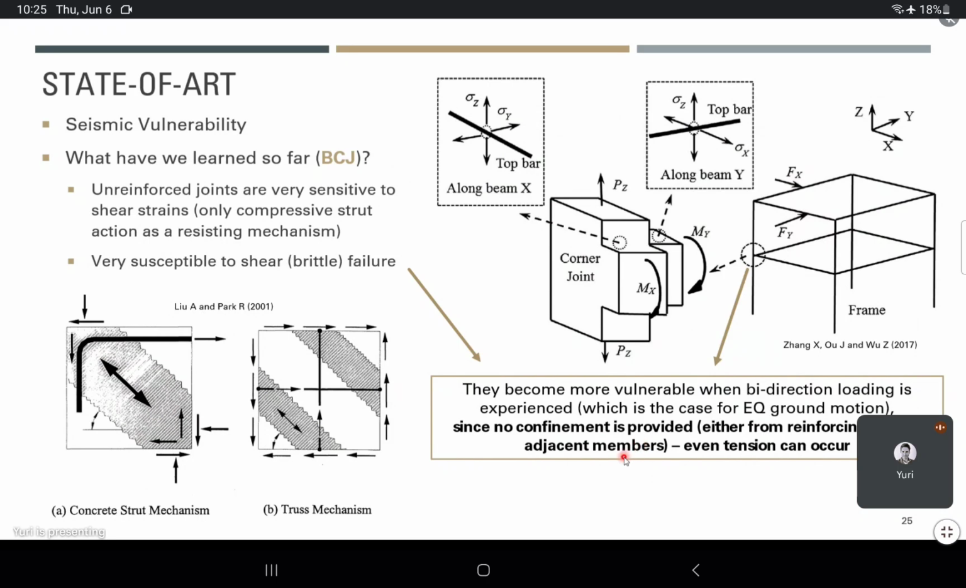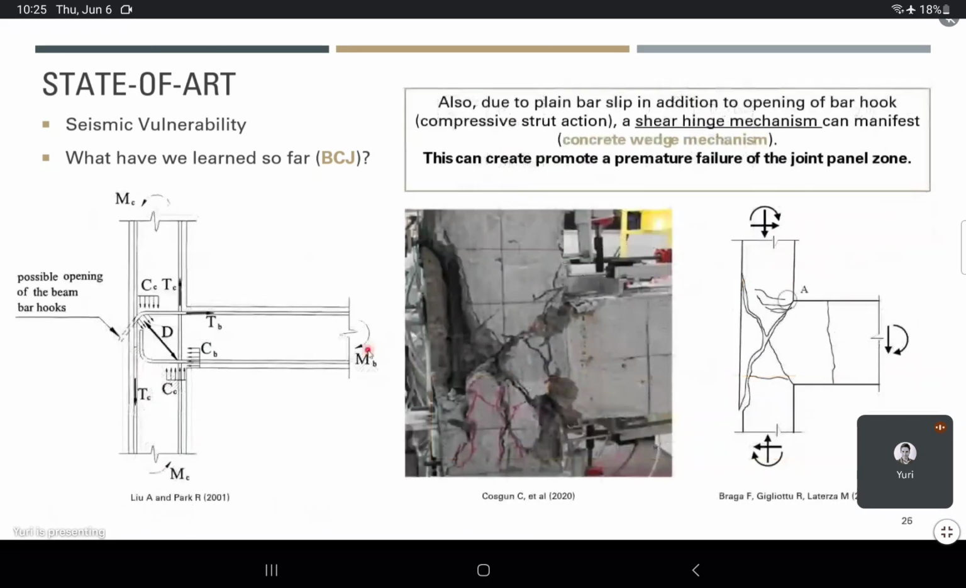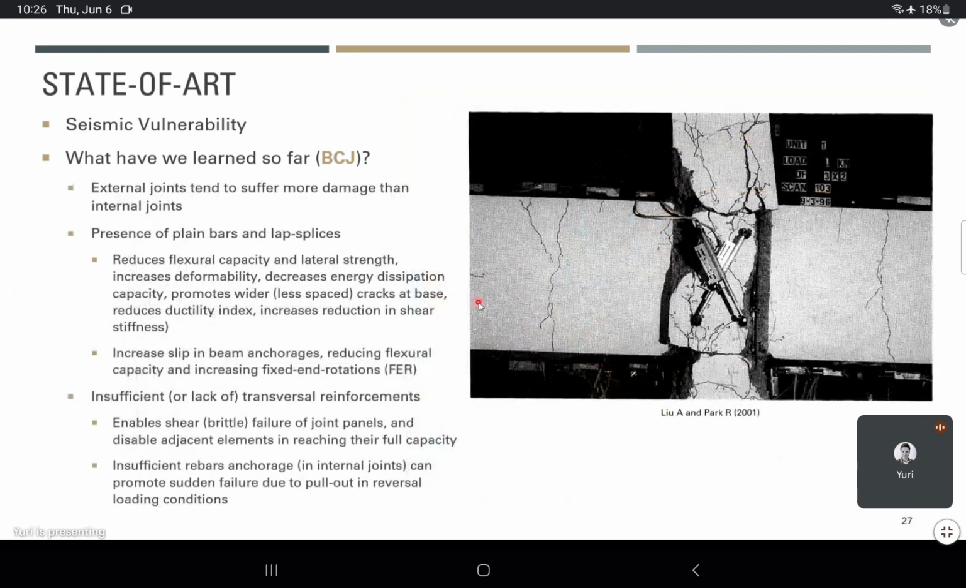Since this scenario can happen, we have a type of failure that we call the concrete wedge mechanism, where the compressive strut just pushes the hooks outside the joint, and that can create severe damage and promote premature failure of the joint. Again, as I told you before, if we have a premature failure of these joints, it doesn't matter if your building was capacity designed, it will fail by shear failure.